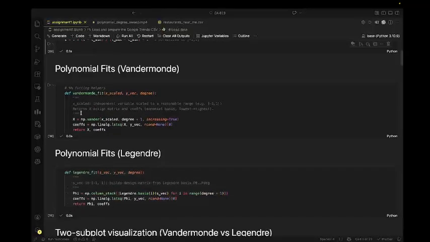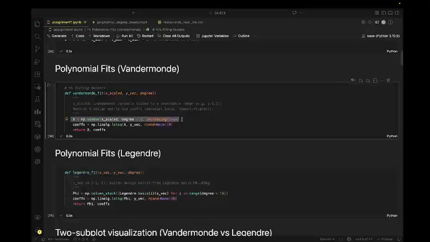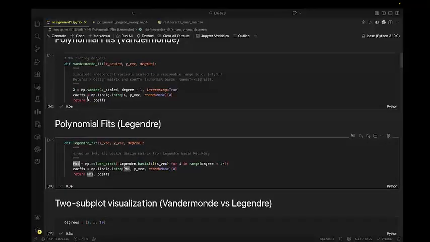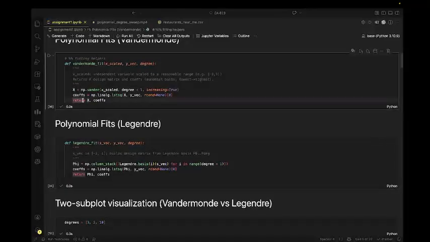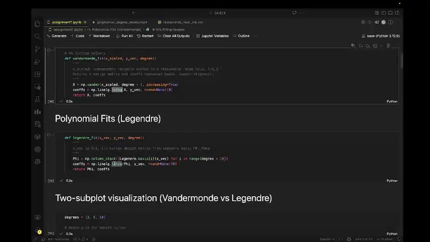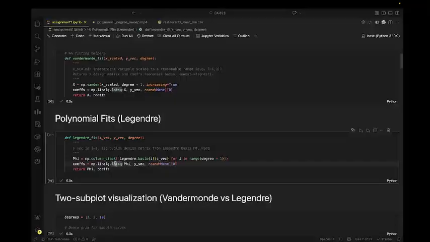Now we are using the Vandermonde fit. We are using np.vander to get the Vandermonde matrix. Vandermonde is nothing but 1, s, s squared, s cubed and so on. And we are also getting the Legendre fit. So phi is the design matrix for the Legendre polynomial basis, and x is for this. This returns the matrix as well as the coefficients. We are using least squares to get the desired coefficients in the end.